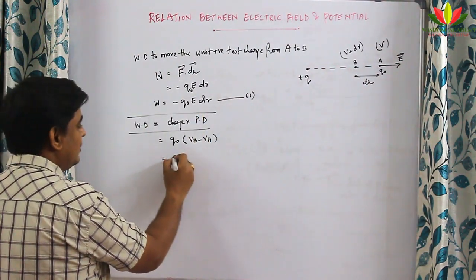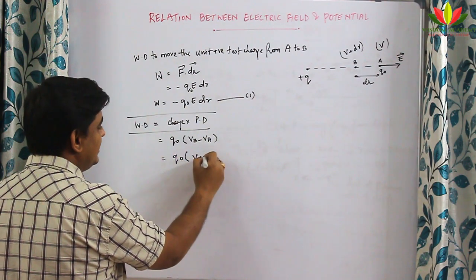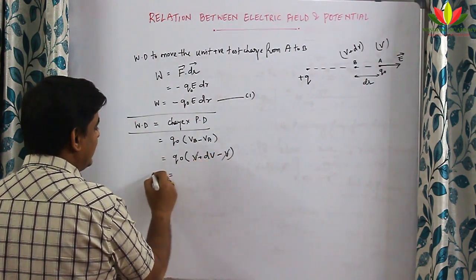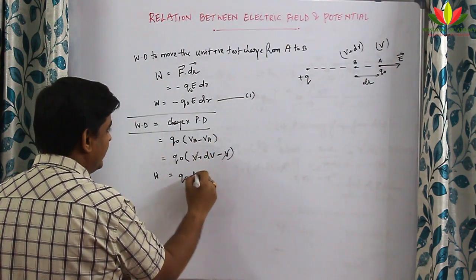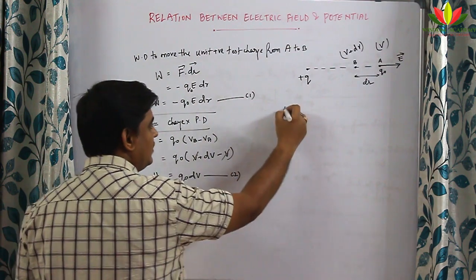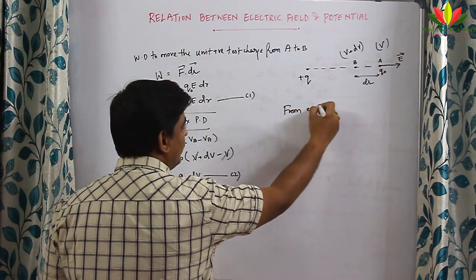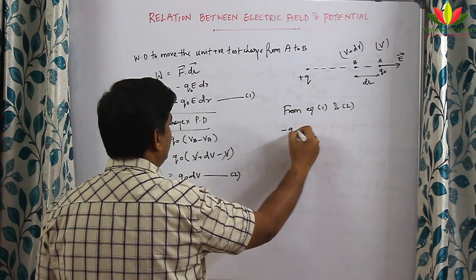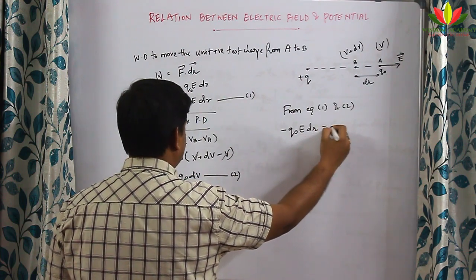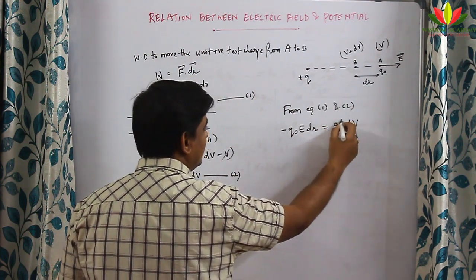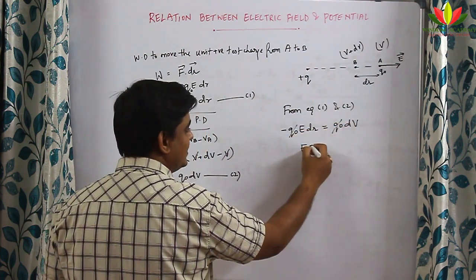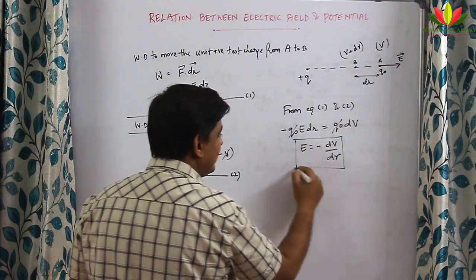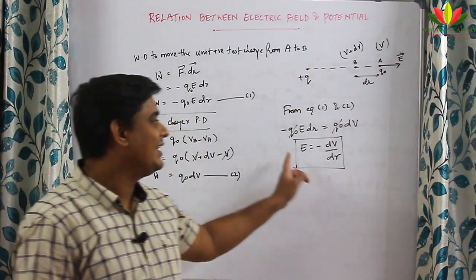So when I write this here, Q naught, what is VB? It is V plus dV, minus what is VA? It is V. These two get cancelled. I get work done is equal to Q naught into dV. Let that be equation 2. Now from equation 1 and 2, we can find that minus Q naught E dr is equal to Q naught dV. These two get cancelled and I get E is equal to minus dV by dr.